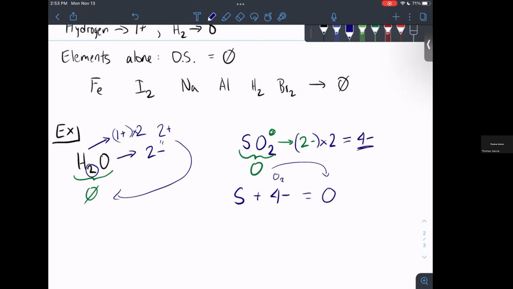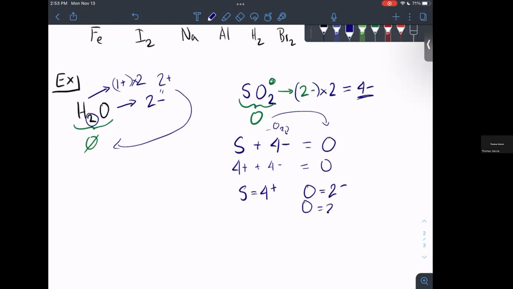Oxygen, the O2 represents the 4 minus. This isn't oxygen as a diatomic element. This is oxygen in the compound of sulfur dioxide, O2. So we need sulfur to balance it out. Sulfur must be a 4 plus because 4 plus plus a 4 minus will get 0. So in this case, sulfur has an oxidation state of 4 plus. Oxygen has an oxidation state of 2 minus, but we remember that there are 2 oxygens. And together, that equals 0. That's our next step up.